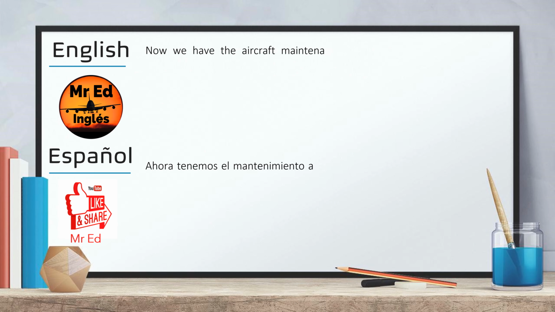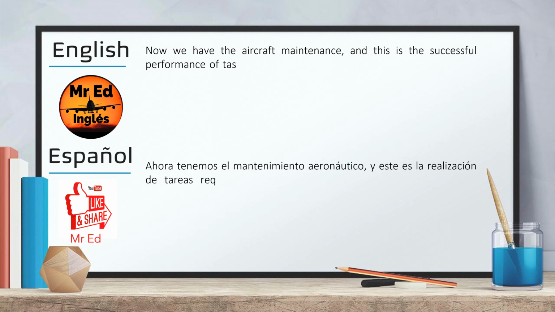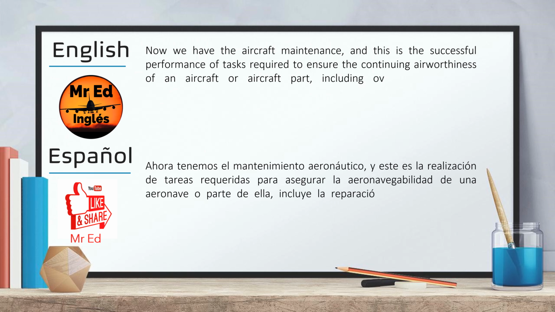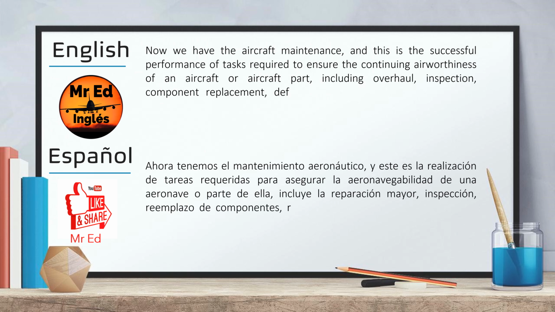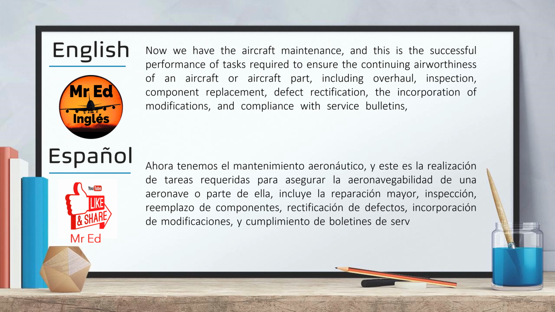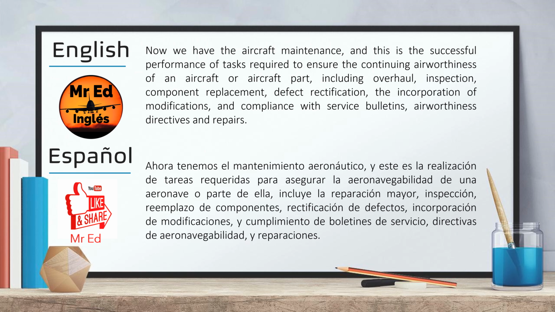Now we have the aircraft maintenance, and this is the successful performance of tasks required to ensure the continuing airworthiness of an aircraft or aircraft part, including overhaul, inspection, component replacement, defect rectification, the incorporation of modifications, and compliance with service bulletins, airworthiness directives, and repairs.